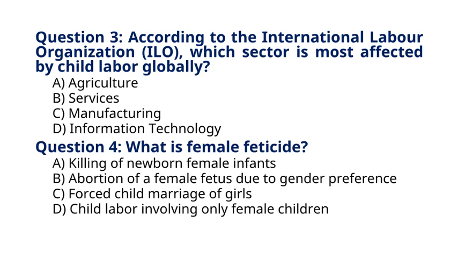Question 4. What is female feticide? A. Killing of newborn female infants. B. Abortion of a female fetus due to gender preference. C. Forced child marriage of girls. D. Child labor involving only female children. The correct answer to question 4 is option B. Abortion of a female fetus due to gender preference.